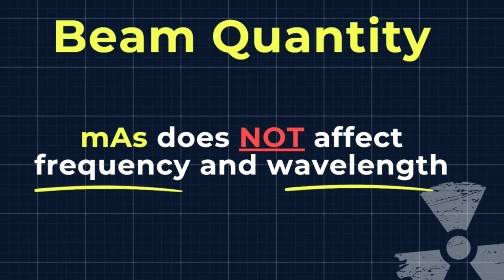So in a sense, mA does not change the energy or penetrability of the photons because it does not affect waveform or frequency. So kVp controls the energy, frequency, and wavelength of the X-ray beam, whereas mAs only controls how many electrons, and therefore photons, are produced, not their frequency or wavelength. However, both are needed in the production of the primary beam and remnant beam that I briefly mentioned a moment ago. So let's take a look at these last two characteristics.